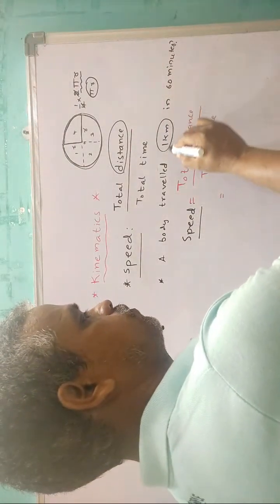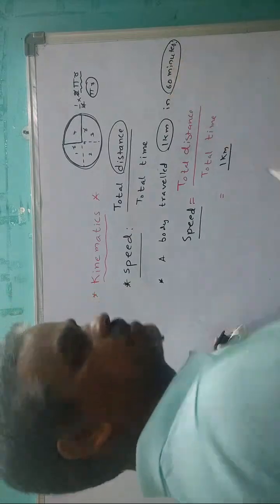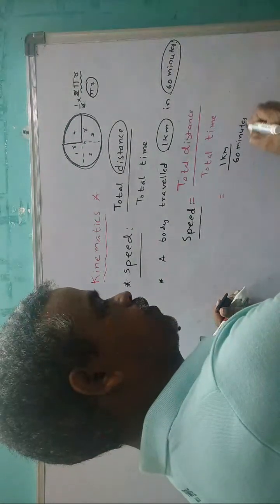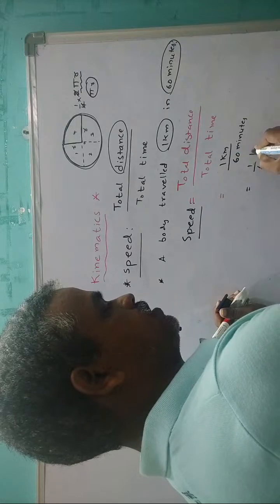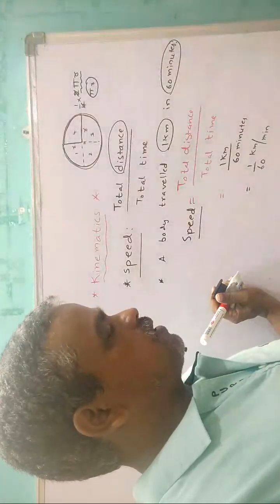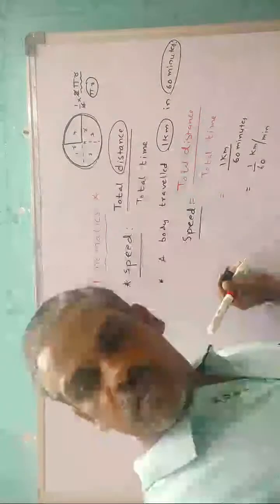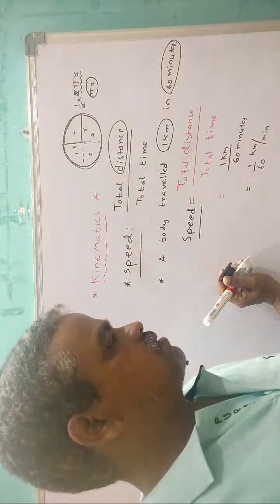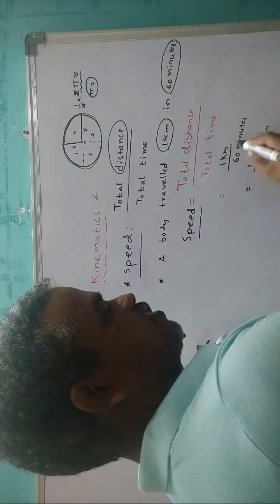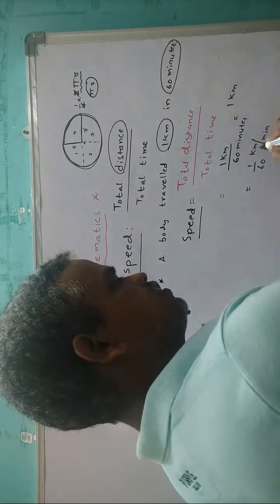The body traveled 1 kilometer, divided by the total time taken, 60 minutes. So the answer is 1 by 60 kilometer per minute. If we calculate it, somebody gave the answer as 16. Okay, see, this is the unit. Here we got 1 kilometer per 60 minutes, so 1 by 60 kilometer per minute. We can convert it like this; this is also a right answer.